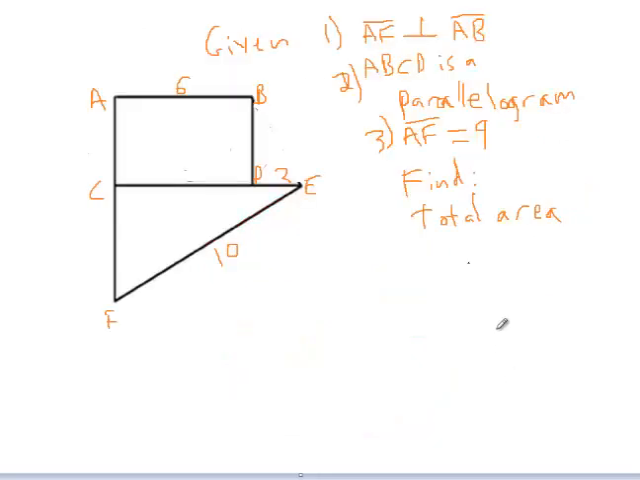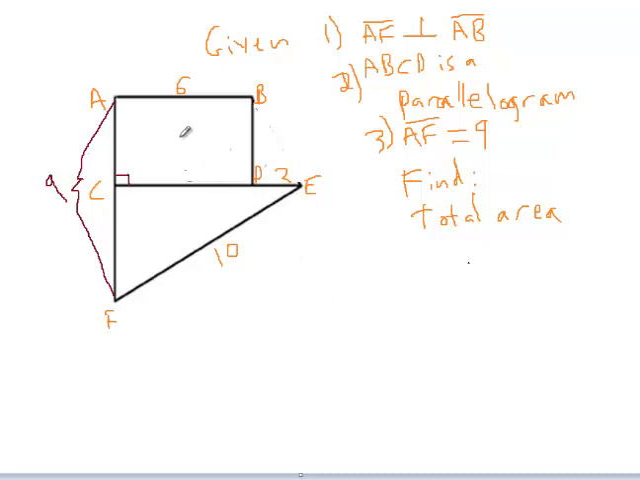Okay, let's try something like this. And I apologize for my sloppy writing once again. But we're given that AF is perpendicular to AB. So this is a right angle, okay. And this is a right angle, of course. ABCD is a parallelogram, which will be important. And AF is 9. And we're also supplied some dimensions on the chart. AB is 6, DE is 2, FE is 10, and we need to find the total area.